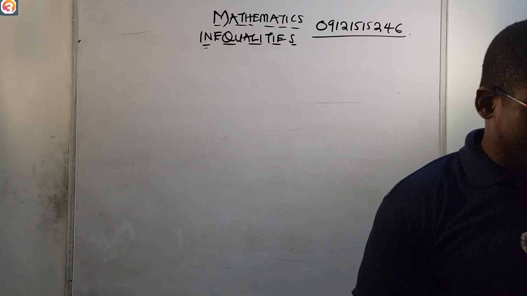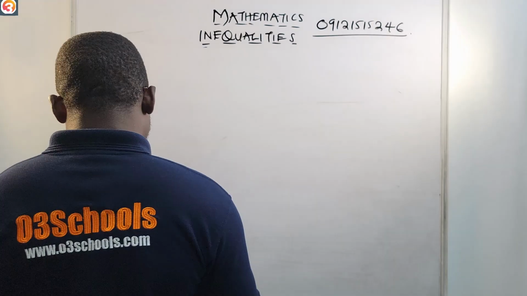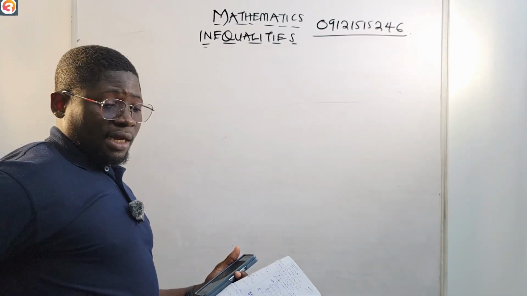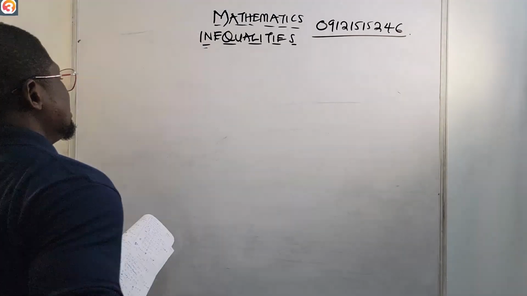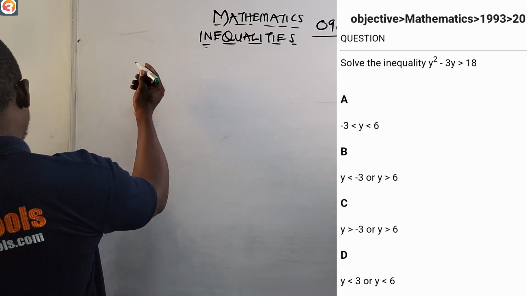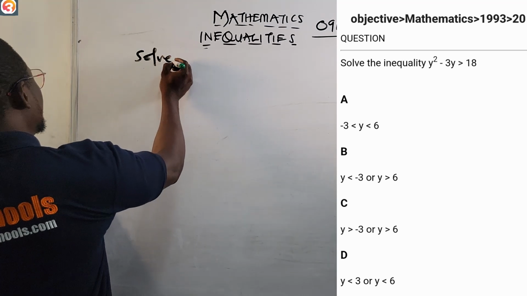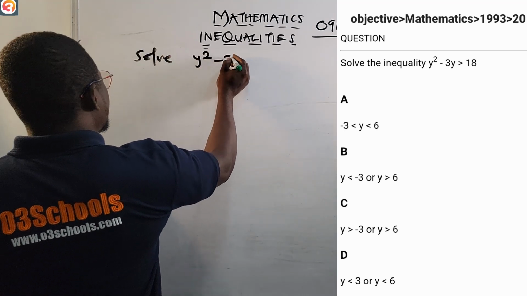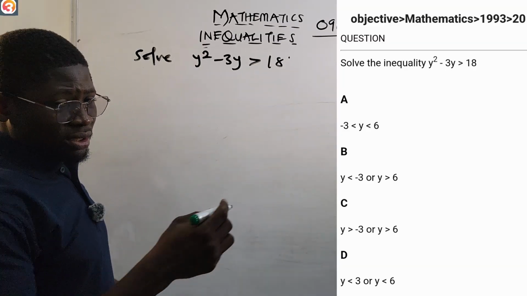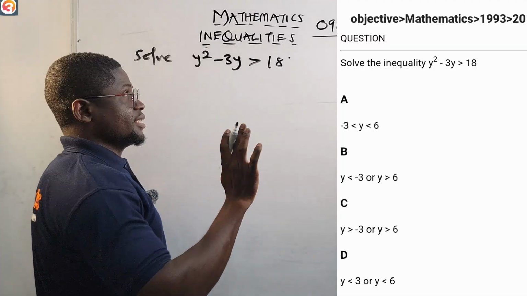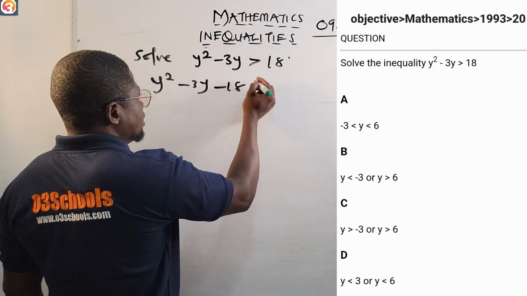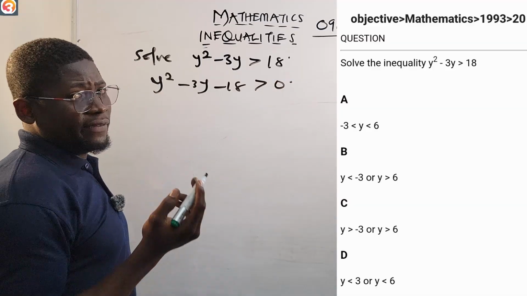Okay. So let us take another question from the app. This is a 1993 question, number 20. It is being displayed on your screen. Let's go. We're told to solve y squared minus 3y greater than 18. Let us put it in the form of a normal quadratic equation. So y squared minus 3y, then minus 18 is greater than 0.